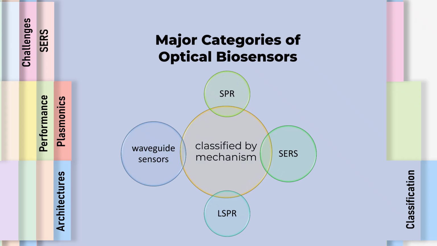They can also be classified by design and detection mechanism. Major categories include surface plasmon resonance, or SPR, localized surface plasmon resonance, or LSPR, surface-enhanced Raman scattering, or SERS, and optical waveguide-based sensors. These categories help us understand how different optical biosensors operate.